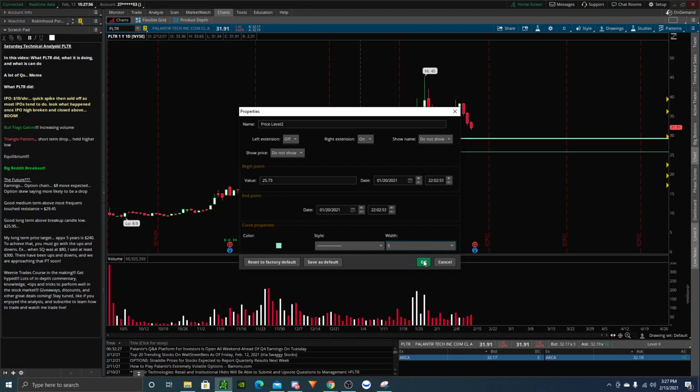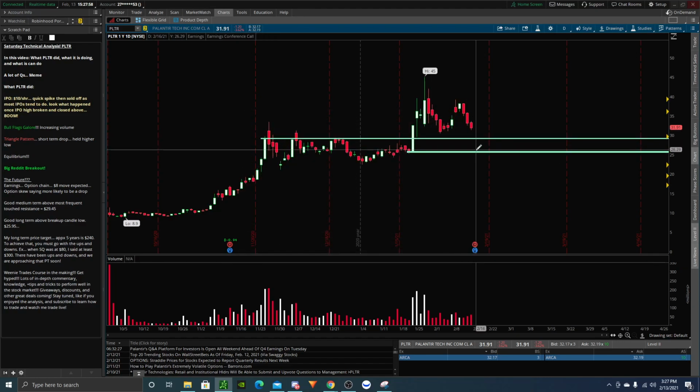So medium term, PLTR is good above this level, and long term, it's good above 25, give or take.